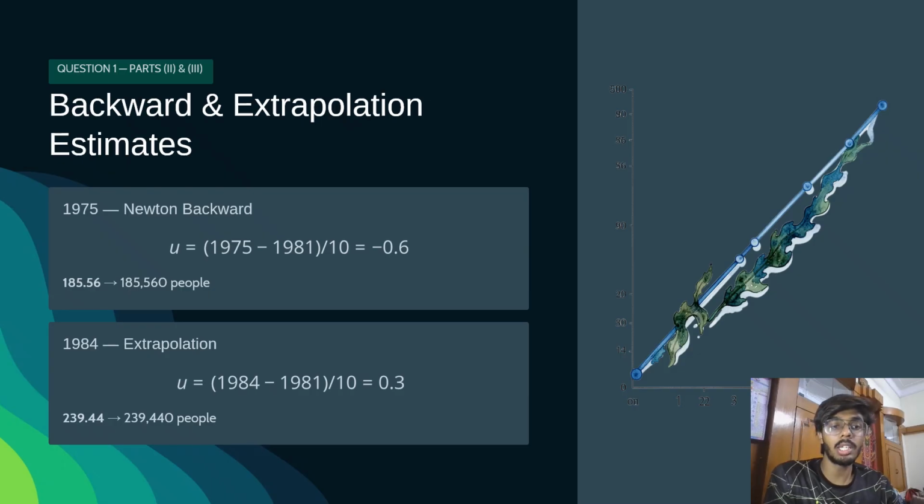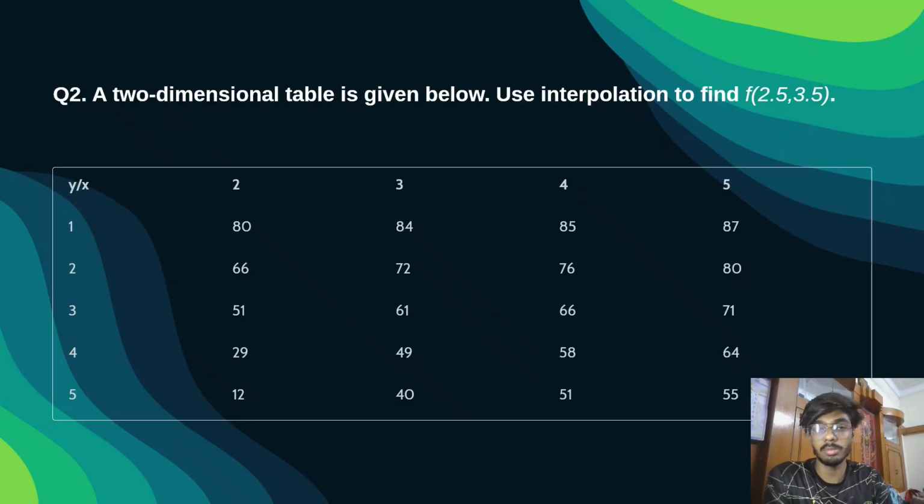The thing to be noted is that the population estimated for 1975 is in the range between 1971 and 1981, and the extrapolation is out of the range, which ends at 1981. So we need to note this.